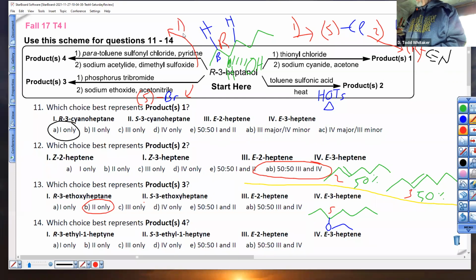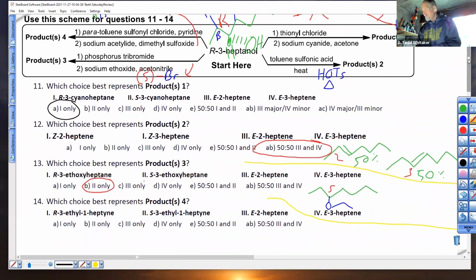So step 1, you get your OTs with the same stereo center. 2, 4, 6, 7. It's still an R stereo center with an OTs on it. TS. So now it's an RX, and you're going to hit it with sodium acetylide. That's that strong nucleophile, and a polar aprotic solvent. It's going to go to S, again with a C-triple-CH there. Keep these separate. Draw the product right under here. Carbon 3 will be an S stereo center with a C-triple-C on it.